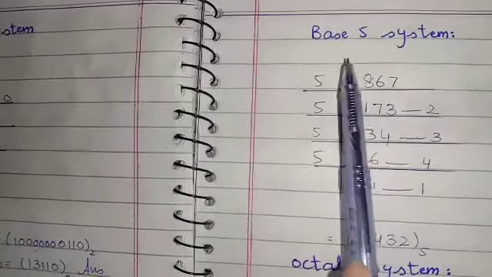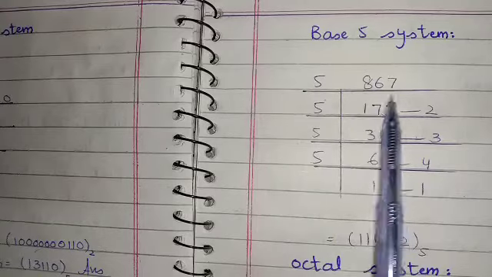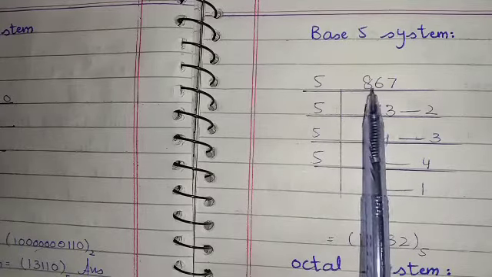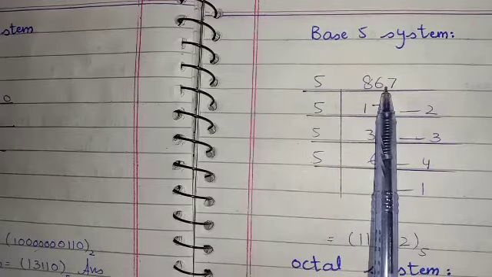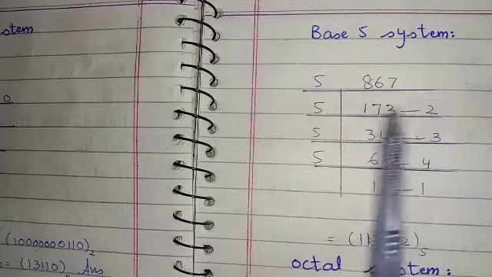Now students, here is our base 5 system. We will divide 867 by 5. 5 ones are 5, 3 carry, it makes 36. 5 7s are 35, 1 carry, here makes 17. 5 3s are 15, we left 2, we will write here.